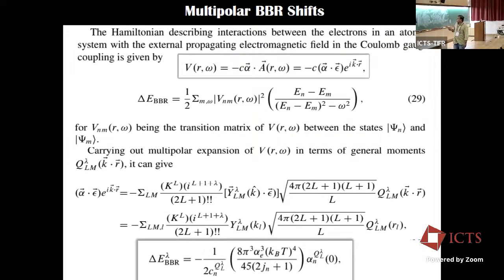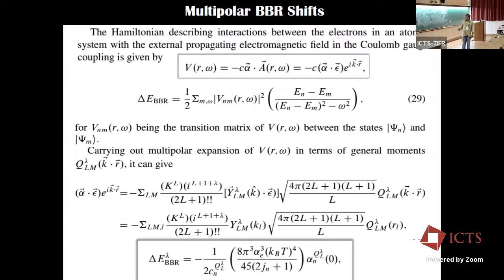Okay. So this is the expression for BBR shift. Now, if you want to estimate the BBR shift, this is the electromagnetic interaction field that you have to consider in the relativistic theory. And if you do the multipole expansion and try to find out the energy shift due to this expression, one can express it using this kind of expression, which will have a temperature dependence.